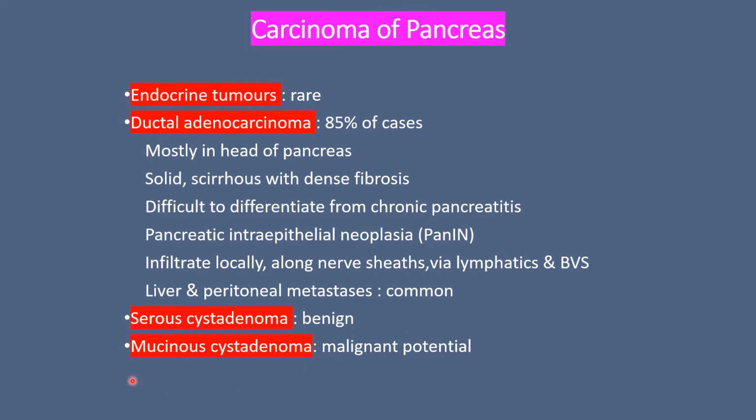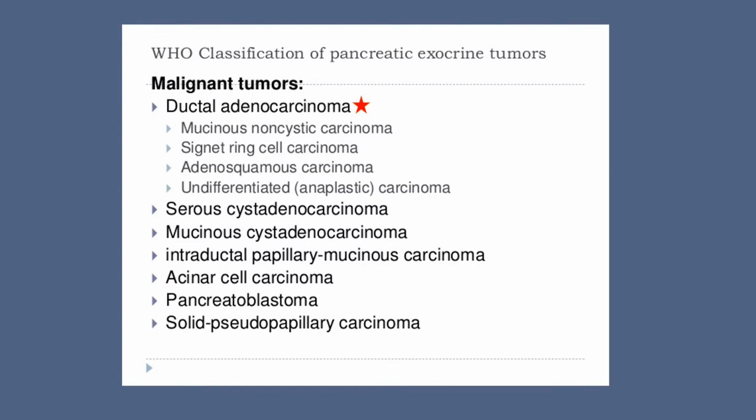Then there are the cystadenomas. There are two types: serous cystadenoma and mucinous cystadenoma. Serous cystadenomas are basically benign tumors, whereas mucinous cystadenomas have a malignant potential. This is the complete classification by WHO of pancreatic exocrine tumors. And there are a number of malignant tumors of the pancreas, among which, as I said, the most common is ductal adenocarcinoma, which accounts for more than 85% of the cases.